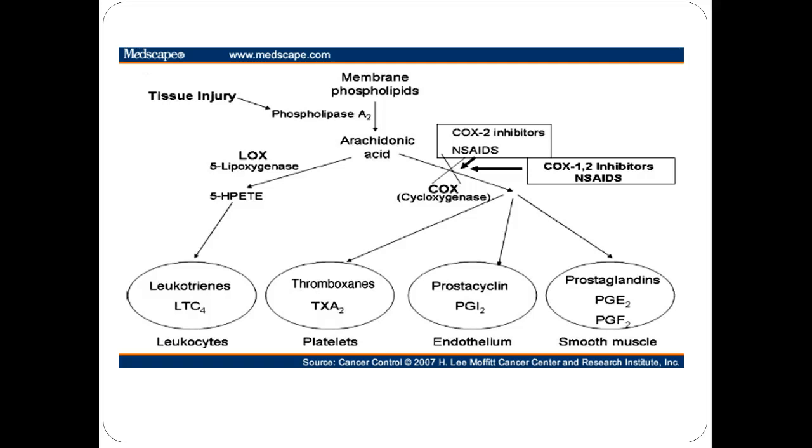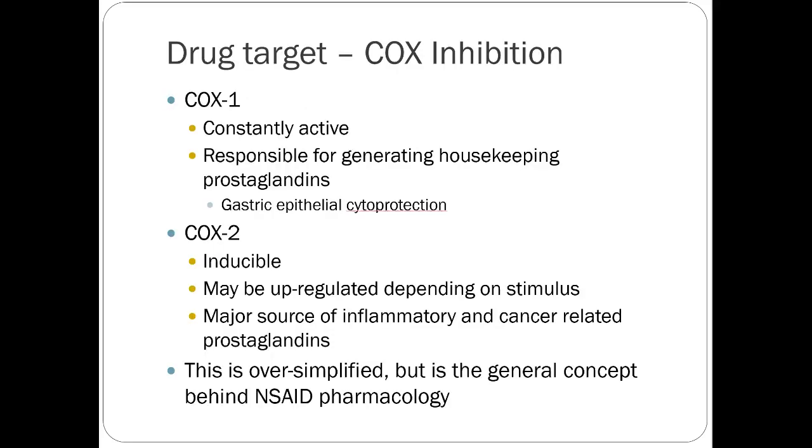Here's our diagram, just to reiterate that. So to review the cyclooxygenase enzymes, we have COX-1 and COX-2. COX-1 is constantly active, responsible for housekeeping prostaglandins, so it has to do with things like gastric epithelial cytoprotection. There's also some theory that it has some vascular protection as well, which we'll talk about here in a second. COX-2 is inducible, upregulated depending on stimuli, and a major source of inflammatory and cancer-related prostaglandins. Again, very simple way to look at it, but basically all NSAIDs should inhibit COX-2. So that's going to be the common pathway.